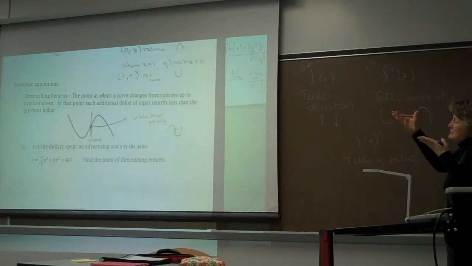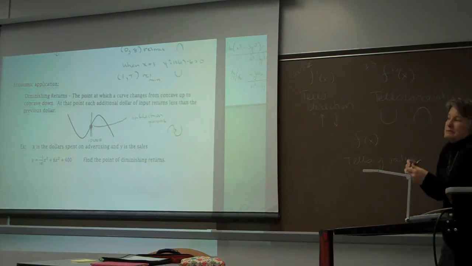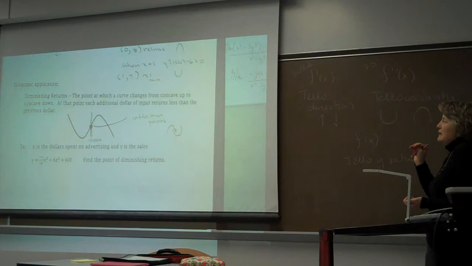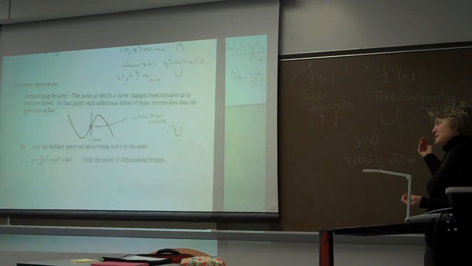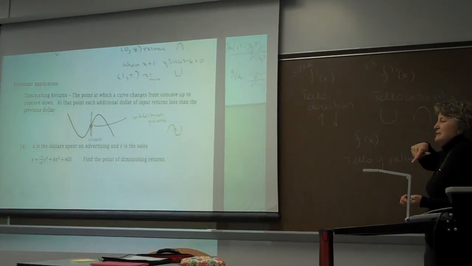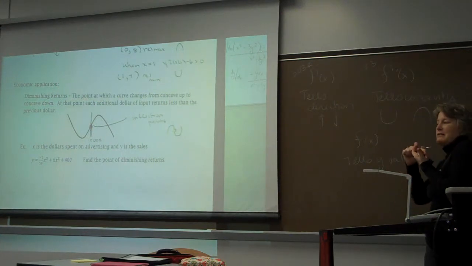And so if I keep spending money, every dollar I spend, I'm just going to get a little less back. And so some people want to stop at this point in diminishing returns. Even though I can get more money, it's just not going to be worth it for me. So it's often the point that producers are looking for. And not necessarily spending 10,000, but what price I should set to sell 10,000. So in order to find that point of diminishing returns, all I got to do is find where the concavity changes, which means it's all about the second derivative.